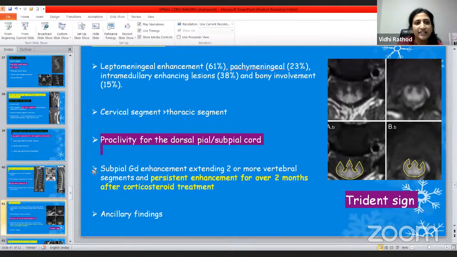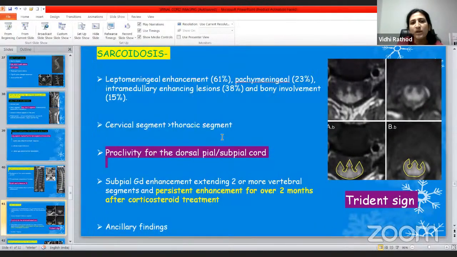Then the second entity is sarcoidosis. In sarcoidosis, there can be a variety of presentations. There can be leptomeningeal enhancement, which is the most common in 61% of patients. There can be pachymeningeal enhancement, intramedullary lesions, and in few patients, there can be bony involvement as well. Cervical cord is more commonly involved than thoracic segment.